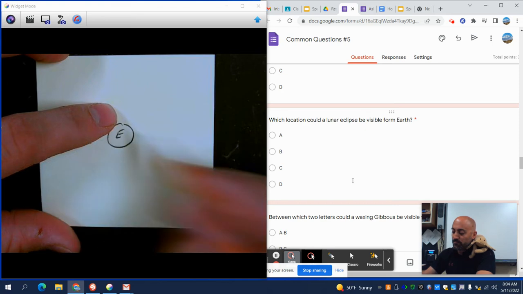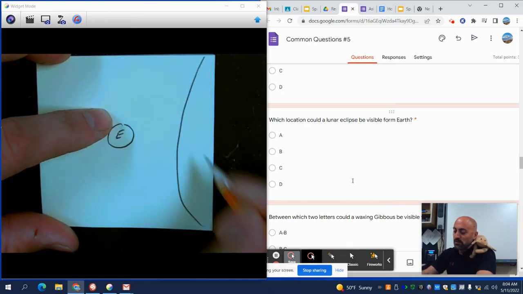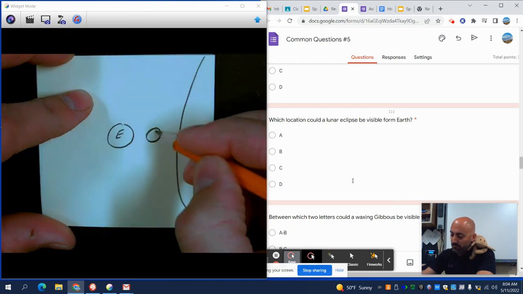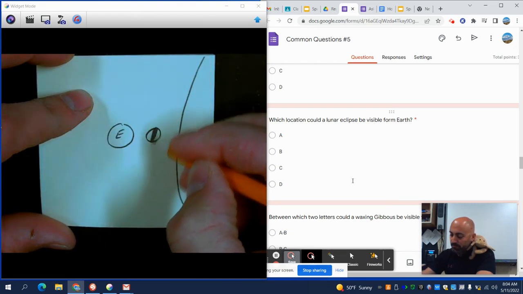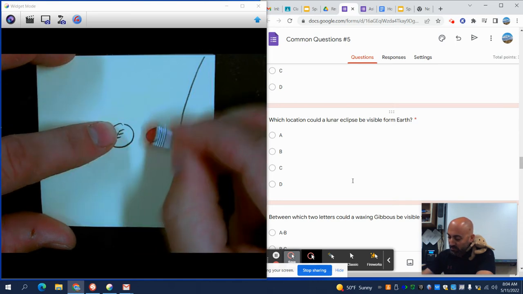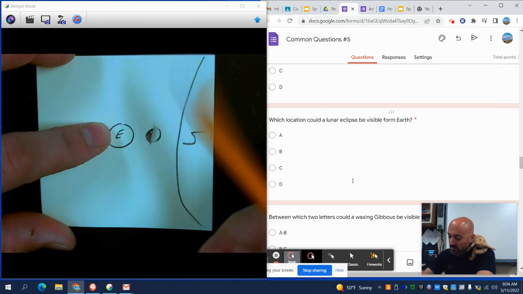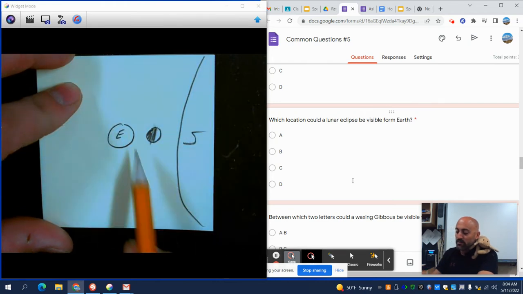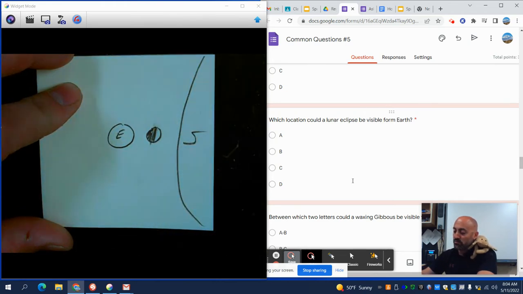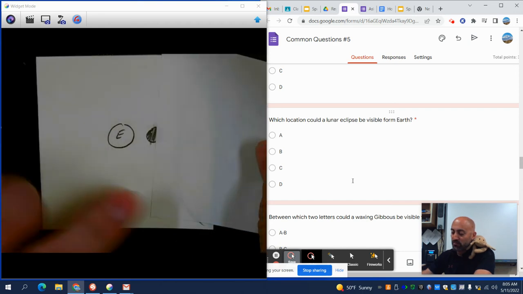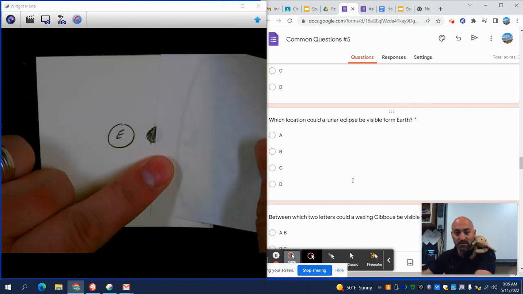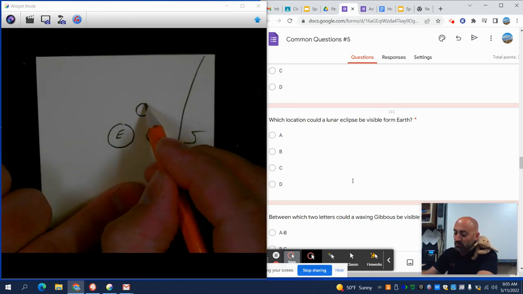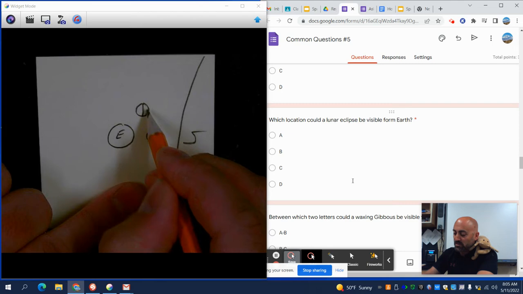Here's the Earth. Here's the sun. If the moon is here, okay, if the moon is there, okay, this would be a new moon. And what I do is I cover up the far side of the moon. I can't see any light in this situation. That's a new moon. If the moon is over here, okay, this is all lit up because that's facing the sun.